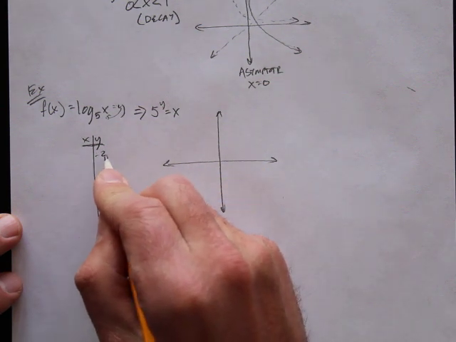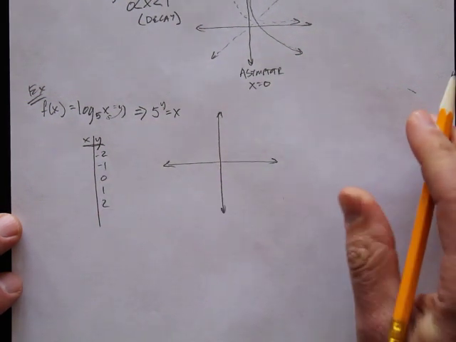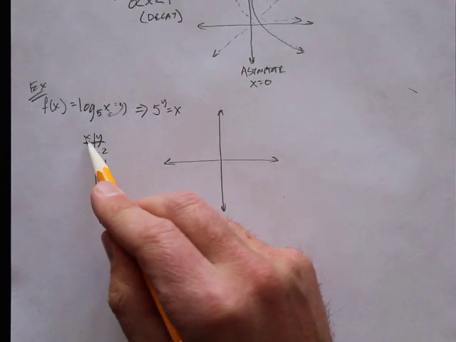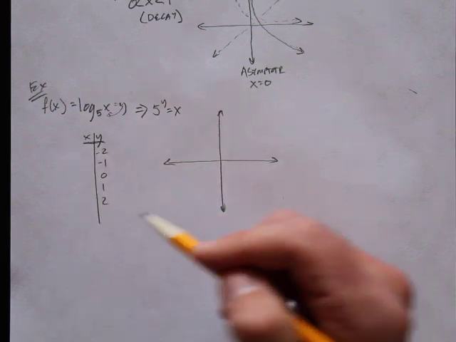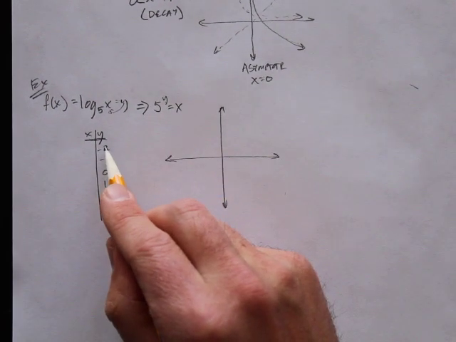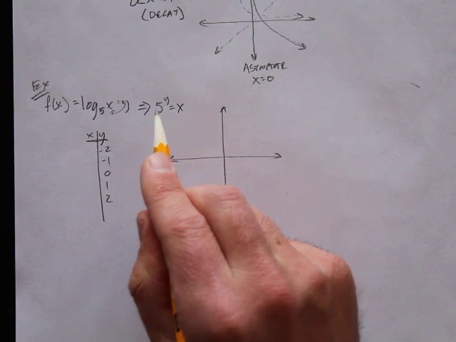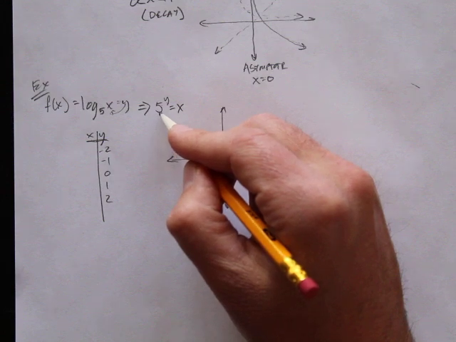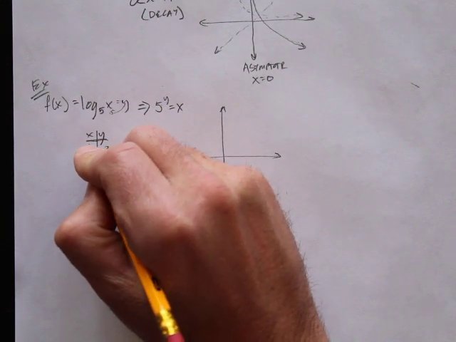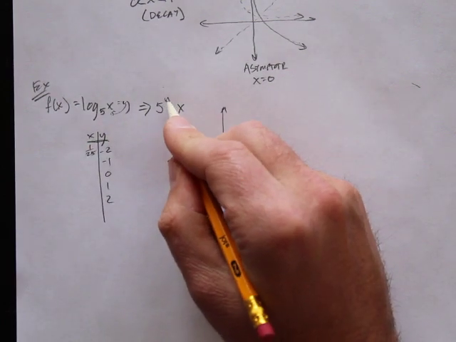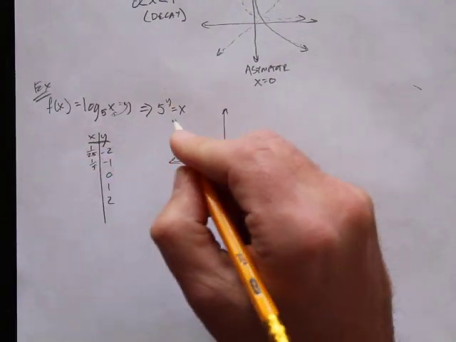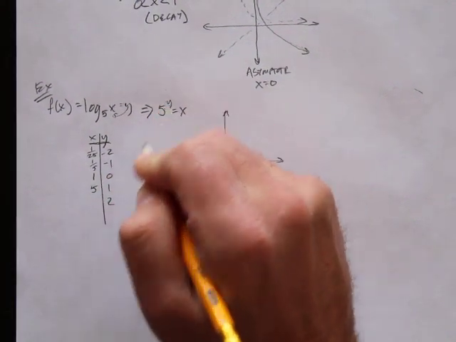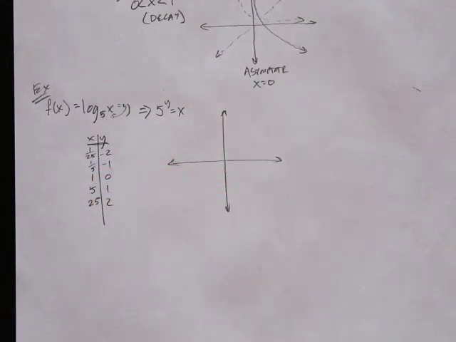So I'm going to plug in -2, -1, 0, 1, and 2 for y and find out what I get for x. And I'm going to keep my t-table just like this, the way I normally do, and so I'll be able to read my points really easily. So if I plug in -2 for y, I have to flip 5 over the fraction bar, and I get 1/25. 5 to the -1 is 1/5. 5 to the 0 is 1. 5 to the 1 power is 5. 5 to the second power is 25.